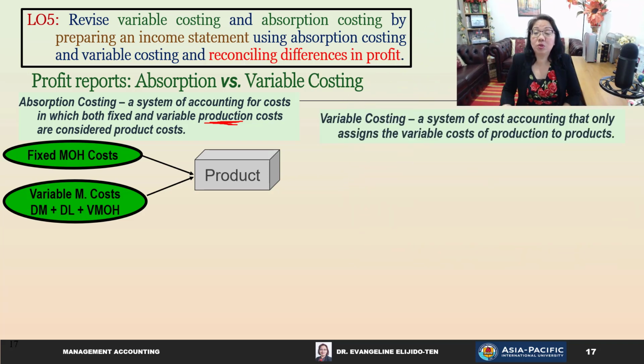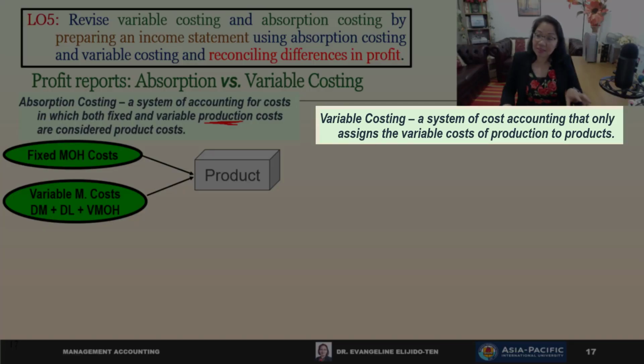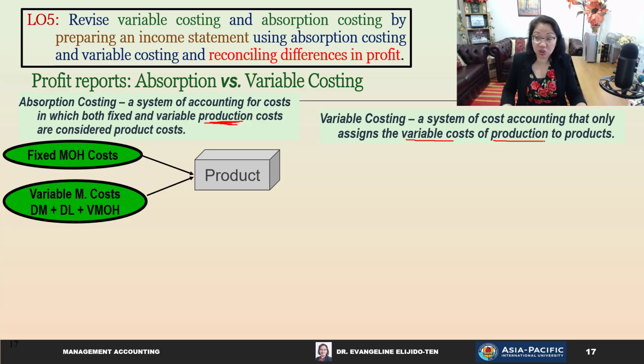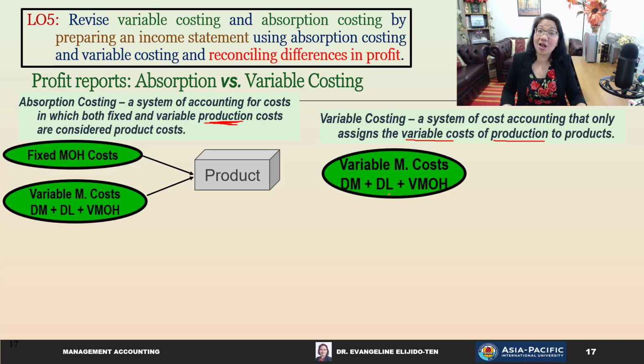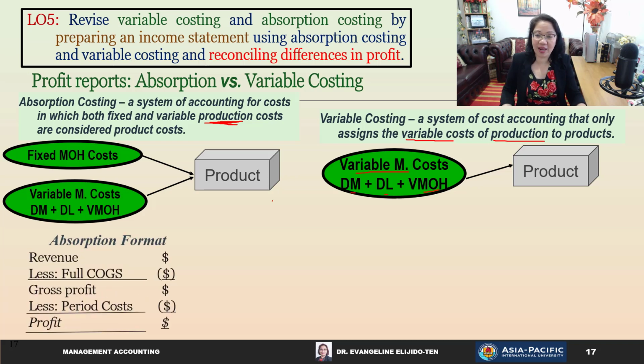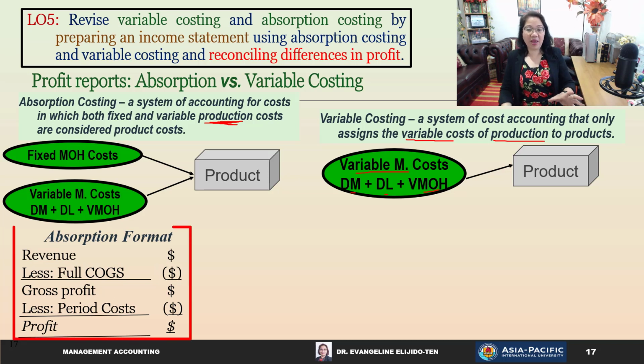What about variable costing? It's a system that only assigns the variable costs of production to products. So to calculate product cost, we only include the variable manufacturing cost: direct materials, direct labor, and variable manufacturing overhead. In the absorption format, this is how it looks, right? Revenue or sales minus cost of goods sold. We just put it there, full COGS.